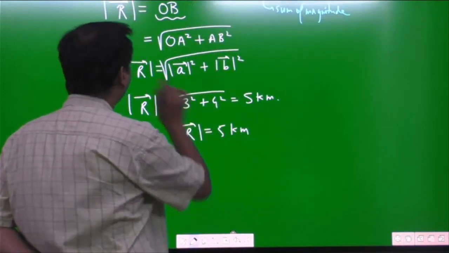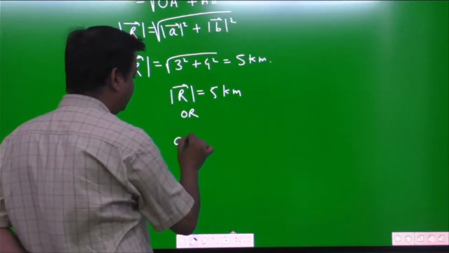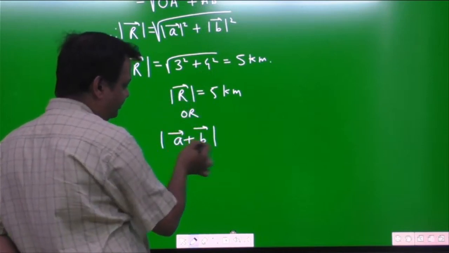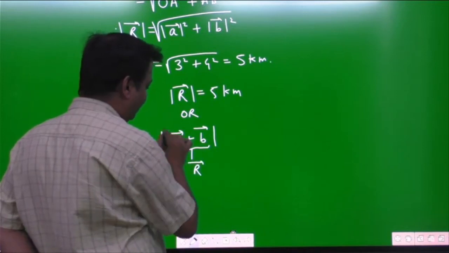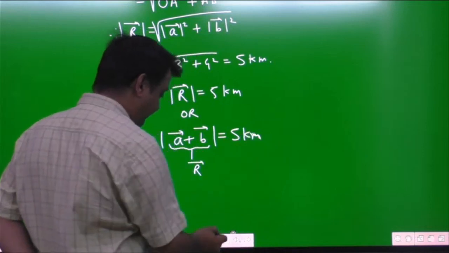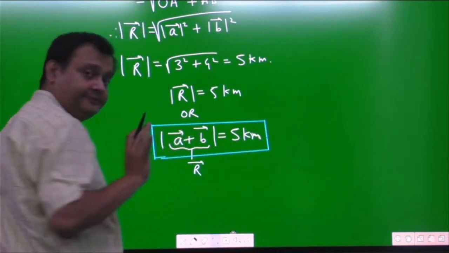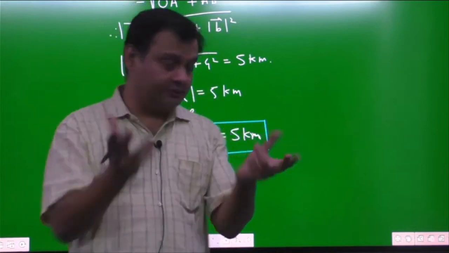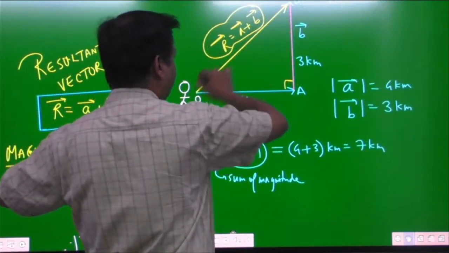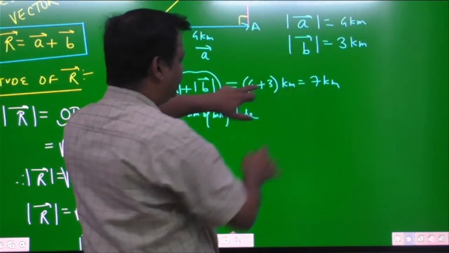And vector R is A plus B. So instead of the modulus of vector R, you can also write the modulus of A plus B. Whenever you write the modulus of the resultant, you can also write the sum of the vectors, because this is simply vector R. So the modulus of A plus B will be 5 kilometer. Now see the significance, just see the beauty of how these things differ. In this case, first you are adding the vectors A and B, and you got the resultant vector A plus B, which has a magnitude of 5 kilometer.